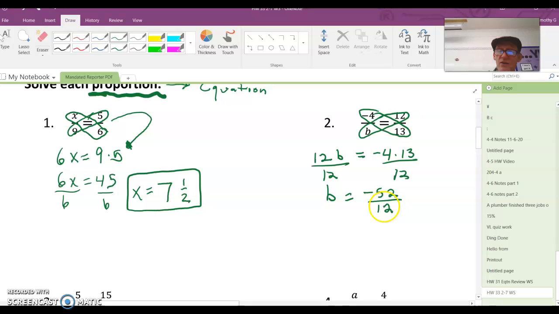You can divide 12 into 52 and get a decimal. You can reduce this, divide them both by 4, and you get negative 13 thirds, or you could write it as negative 4 and 0.3 repeating, or negative 4 and 1/3.